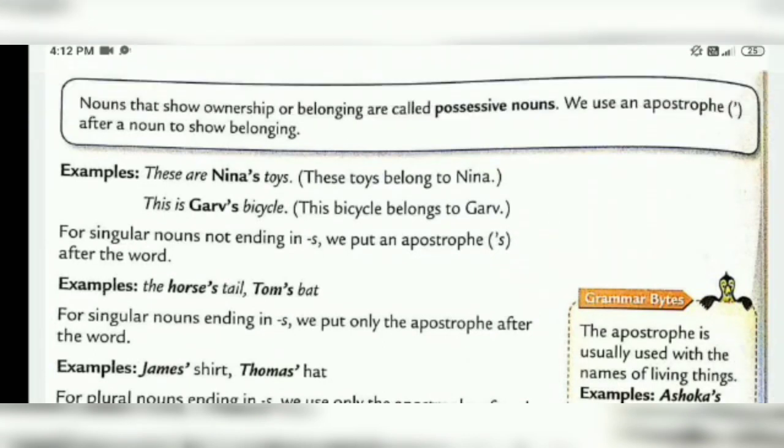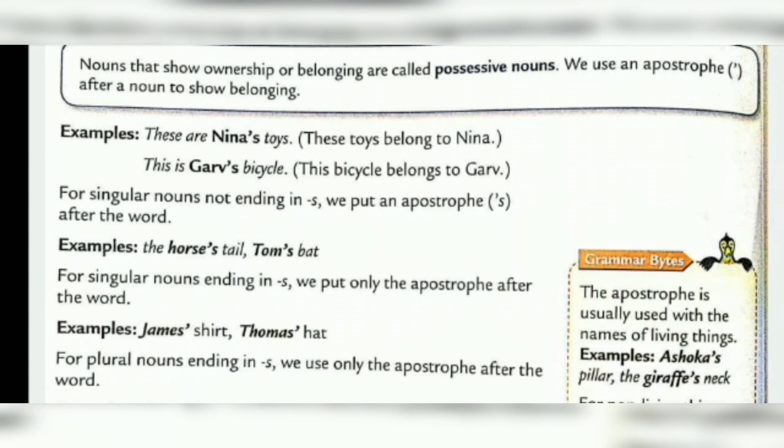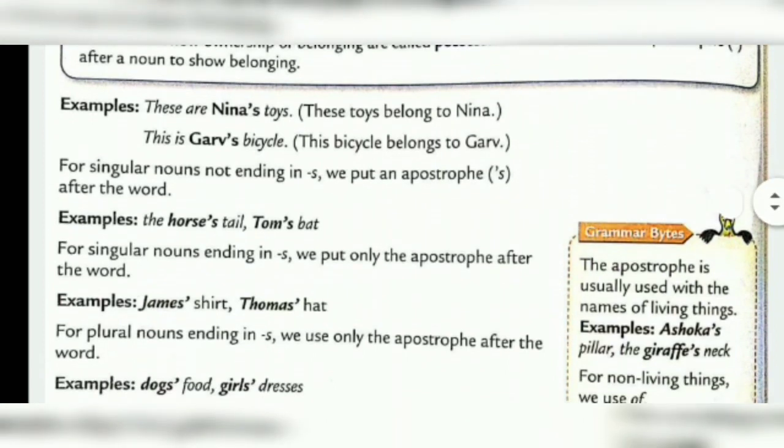I hope you have understood the topic. So let's revise once again. Nouns that show ownership or belongingness are called possessive nouns. We use an apostrophe after a noun to show belonging. For example, see the first sentence, these toys belong to Nina. In another way, we can say these are Nina's toys. This bicycle belongs to Garv. In another way, this is Garv's bicycle.